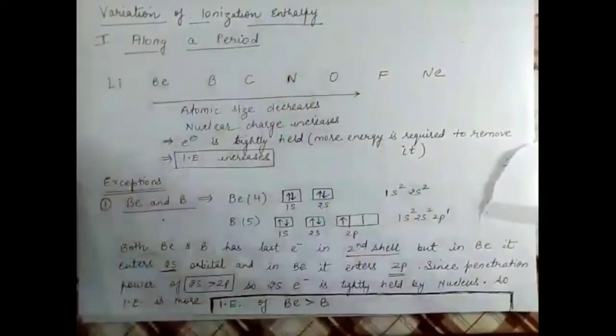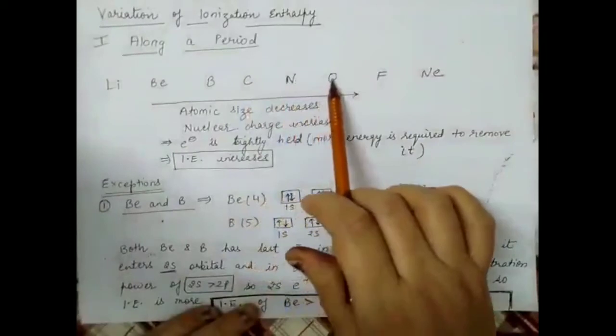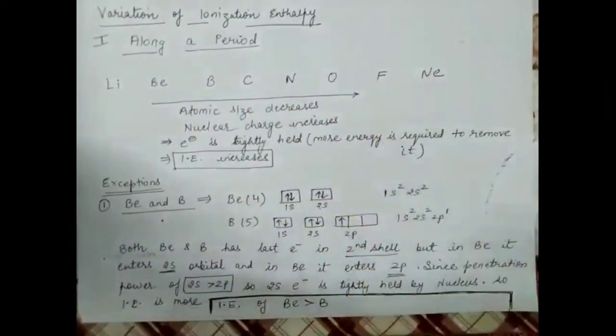So first is the variation of ionization enthalpy along a period. Now this is my second period: lithium, beryllium, boron, carbon, nitrogen, oxygen, fluorine and neon. And we'll be discussing the variation of ionization enthalpy in 11th class. We have two periods, second and third period.